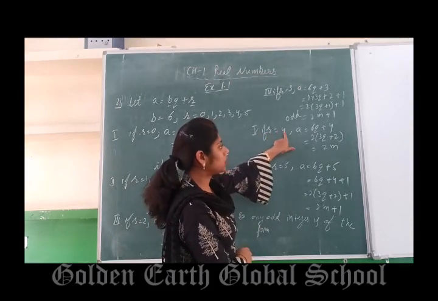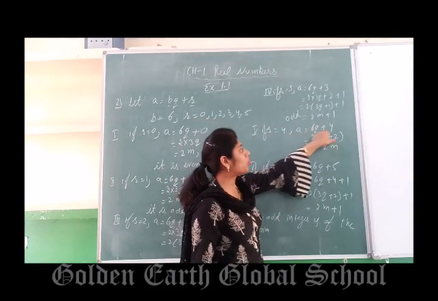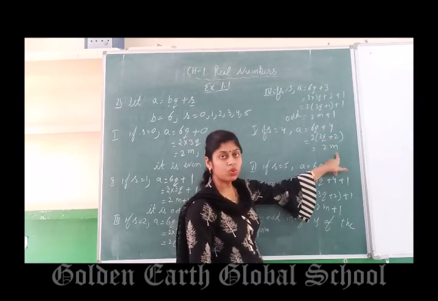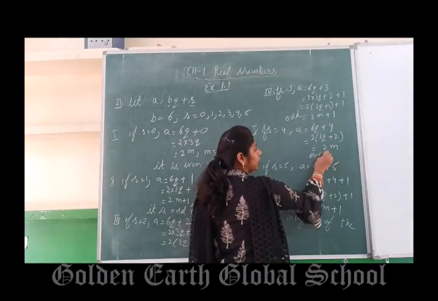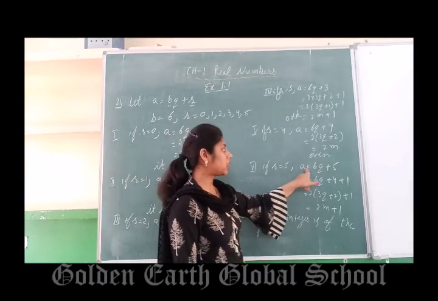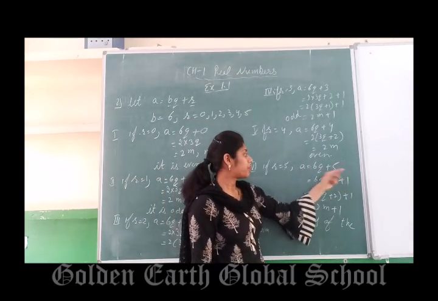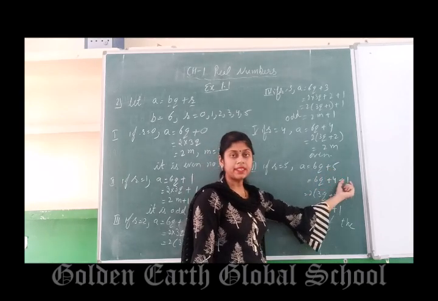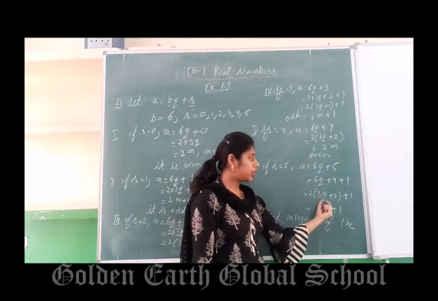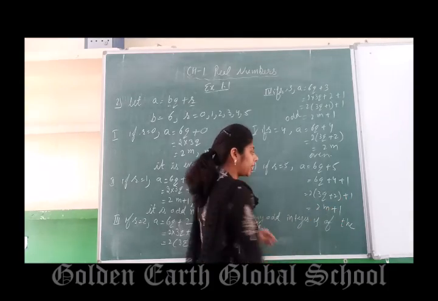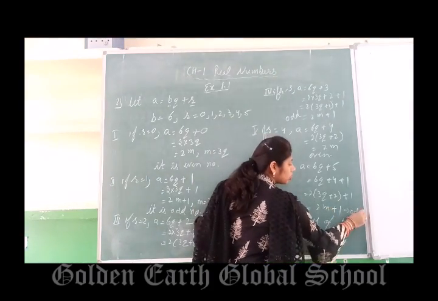Fifth part, r is equal to 4, 6q plus 4. Take 2 common, 3q plus 2. This is 2m, again this is an even number. Last, r is equal to 5. a is equal to 6q plus 5. 6 as it is, split 5 into 4 plus 1. Take 2 common, 3q plus 2 plus 1. It will become 2m plus 1. Again this is an odd number.